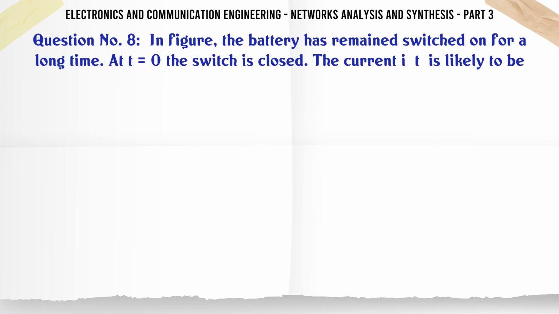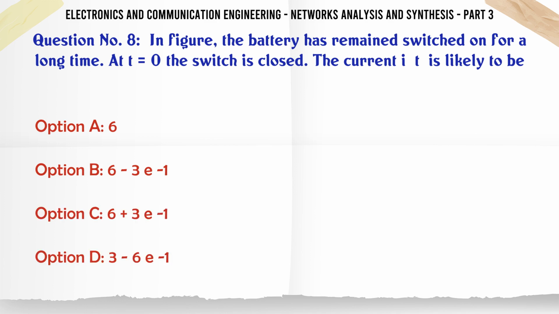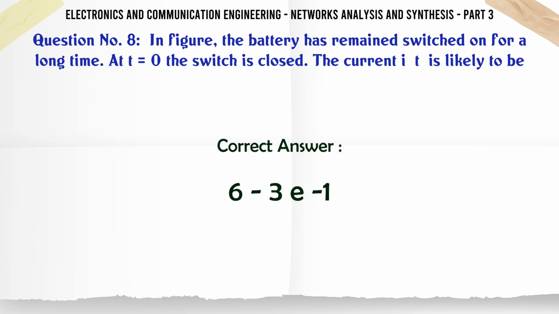In figure the battery has remained switched on for a long time. At t = 0 the switch is closed. The current i(t) is likely to be A 6, B 6(3e^-t), C 6(3e^-t), D 3(6e^-t). The correct answer is 6(3e^-t).